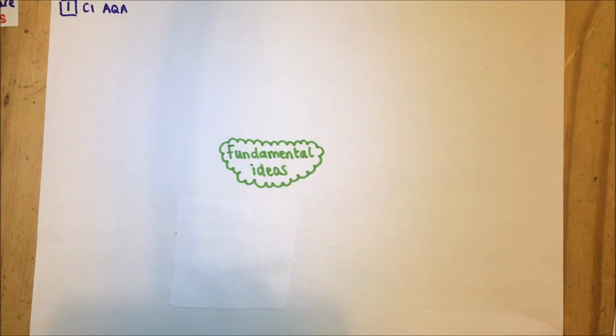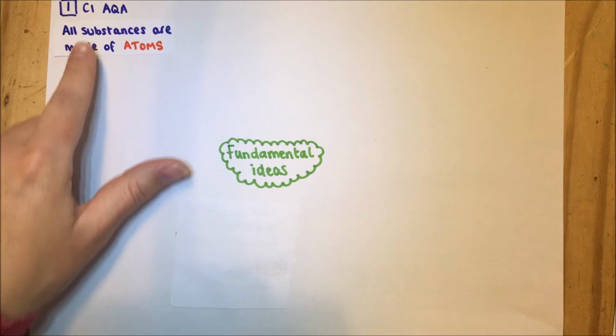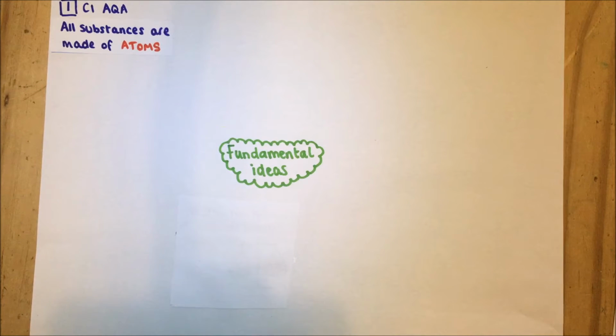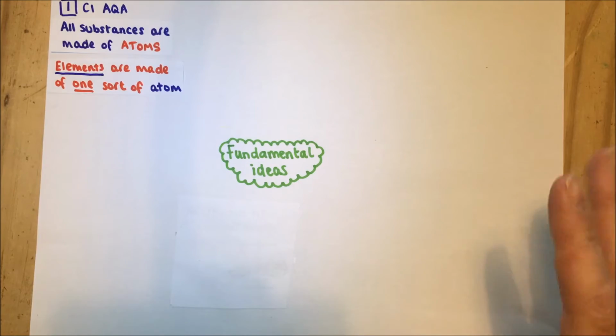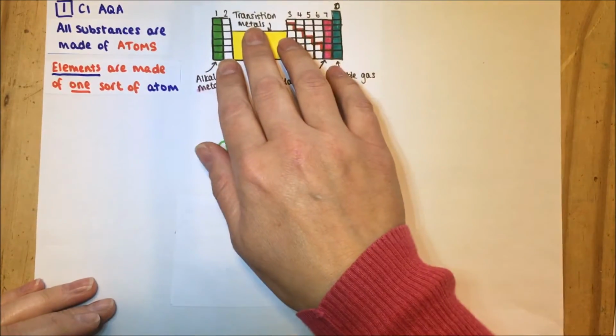Okay, this is the first revision video for C1. We're going to look at fundamental ideas of chemistry. So the first fact we need to be confident on is that all substances are made of atoms. Atoms are the smallest part, but we do actually need to know the structure of the atom itself. And elements are made up of one type of atom only. And those elements we can find on the periodic table.